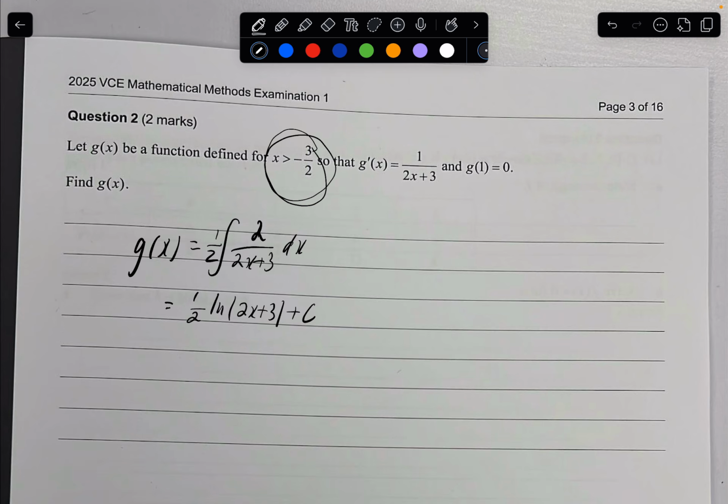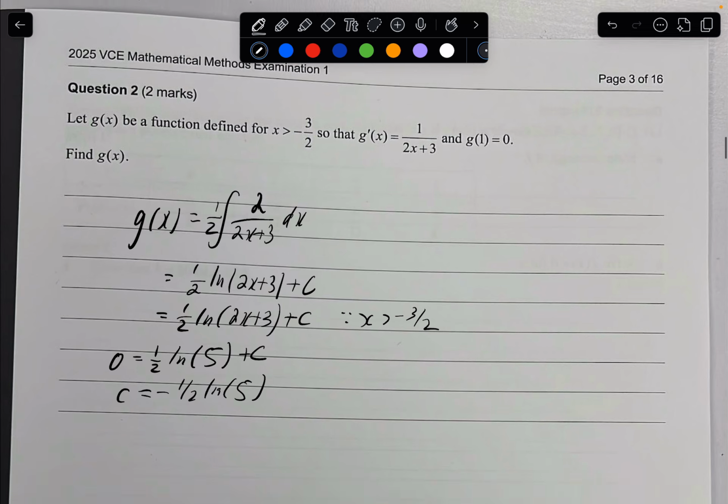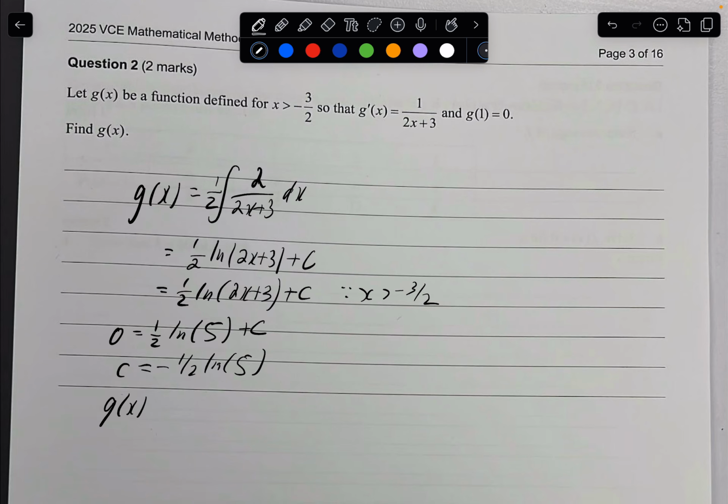However, they told you that x is greater than negative 3 over 2, so that basically means that we've only got the right branch of the log, which means we don't need the absolute value. And then we can plug in g of 1 is 0, and then you can say g of x is equal to 1/2 ln, and you can combine the logs to have 2x plus 3 on 5.